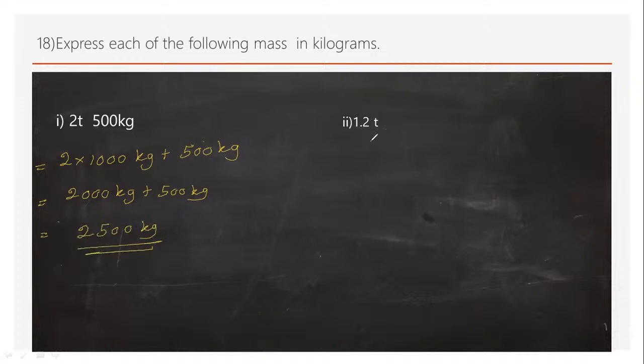1.2 t. Then 1.2 into t. Ton, how many kilograms? 1000. So 1200 kilograms.